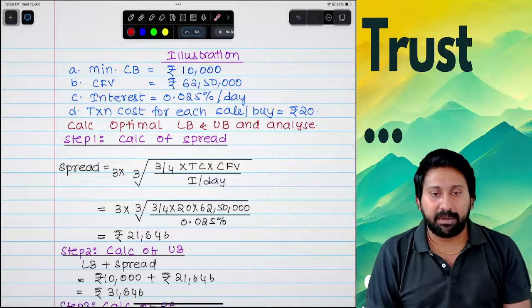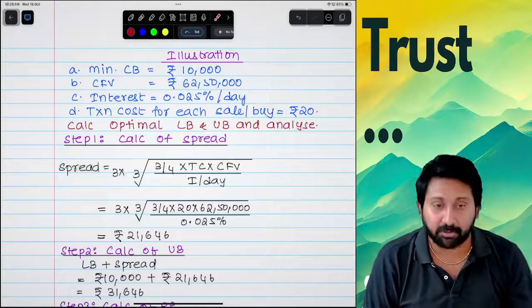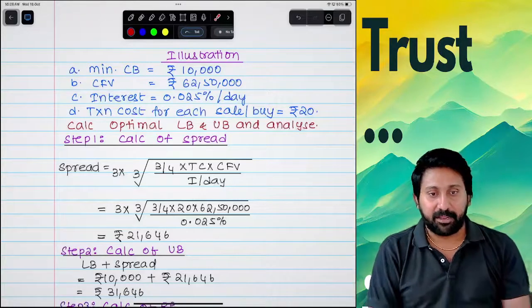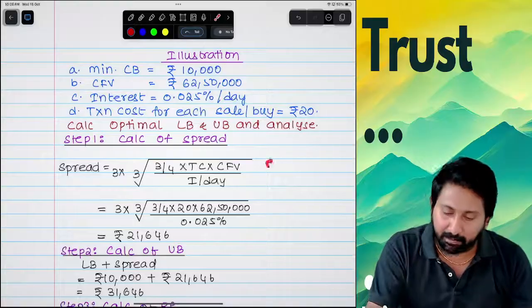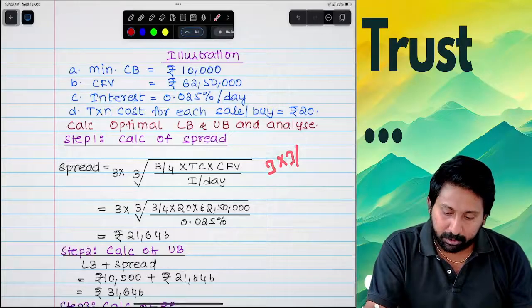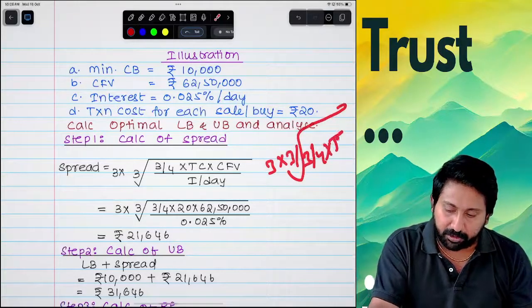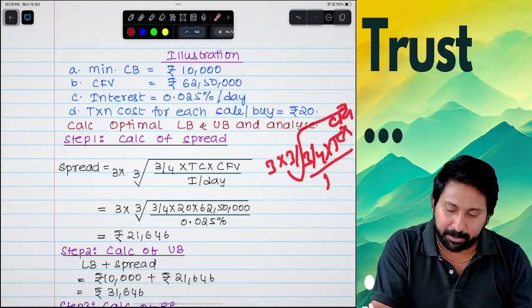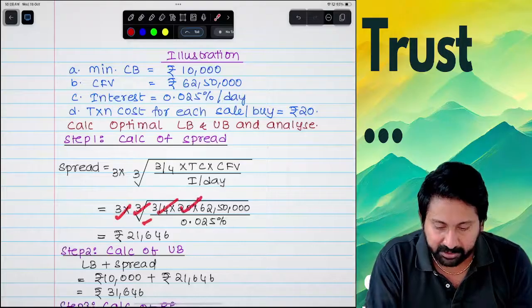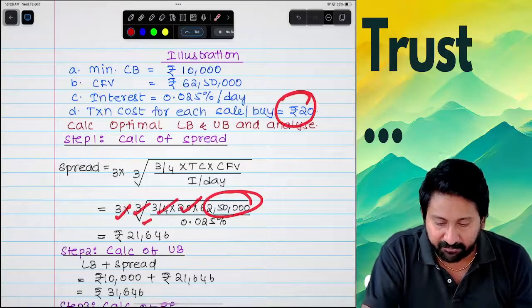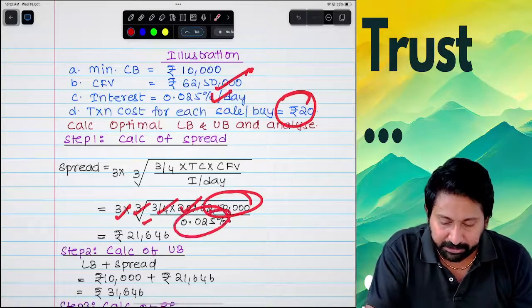Okay. So minimum cash balance 10,000. CFE 62,50,000. Interest and transaction costs are also given. First, spread calculation. What is the formula? 3 into cube root of 3/4 into transaction cost into CFE divided by interest per day. So 3 into cube root of 3/4, transaction cost 20, 62 lakh 50, divided by 0.025.